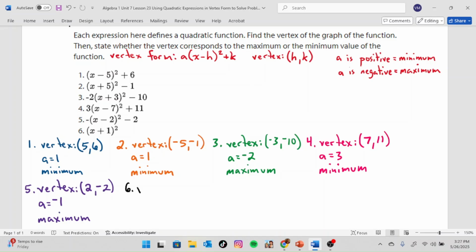And finally, number 6, the vertex would be at the location -1, 0. The A term, since we do not see a number in front of the parentheses, is understood to be 1. Since A is positive, this parabola opens upward. The vertex is at the bottom of the parabola and represents the minimum.